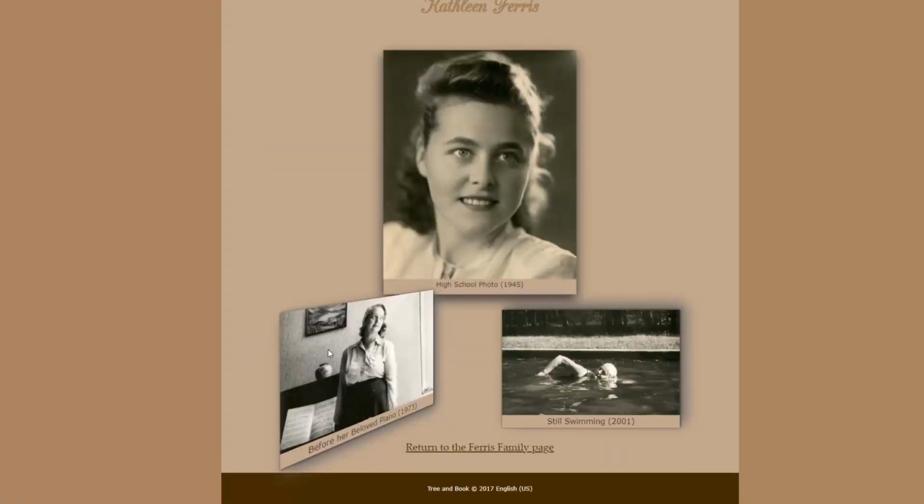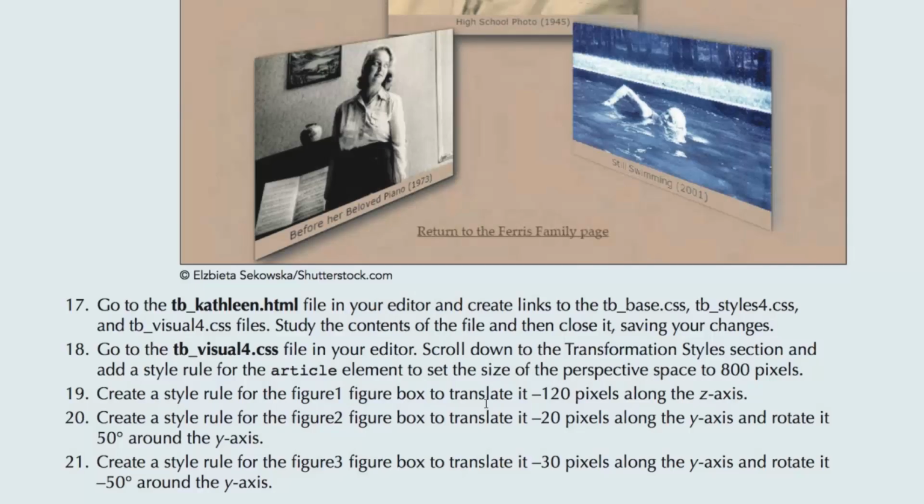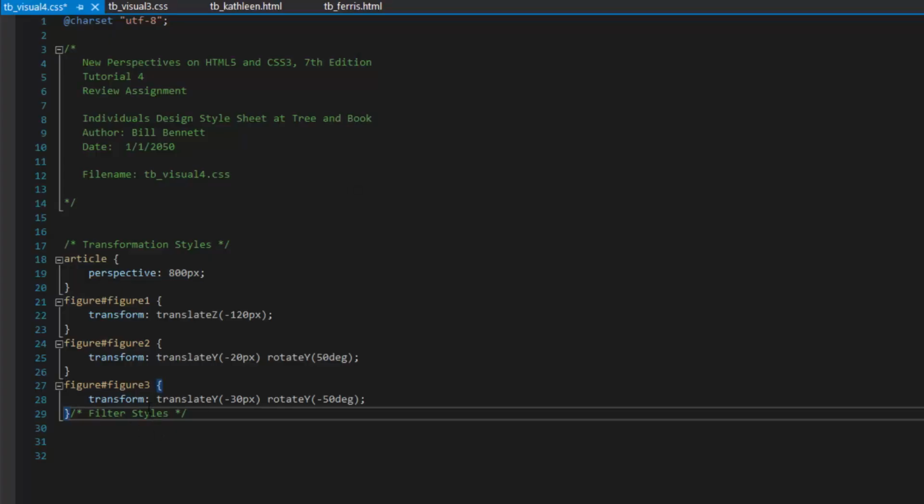There you can see the picture in the bottom left-hand corner. And then in step 21, we create a style rule for figure 3, which is the image on the right there. Translate it 30 pixels along the y-axis and rotate it negative 50 degrees around the y-axis. So there we are, where figure 3 is transformed again in the y-axis, this time negative 30 pixels, and then rotated negative 50 degrees.